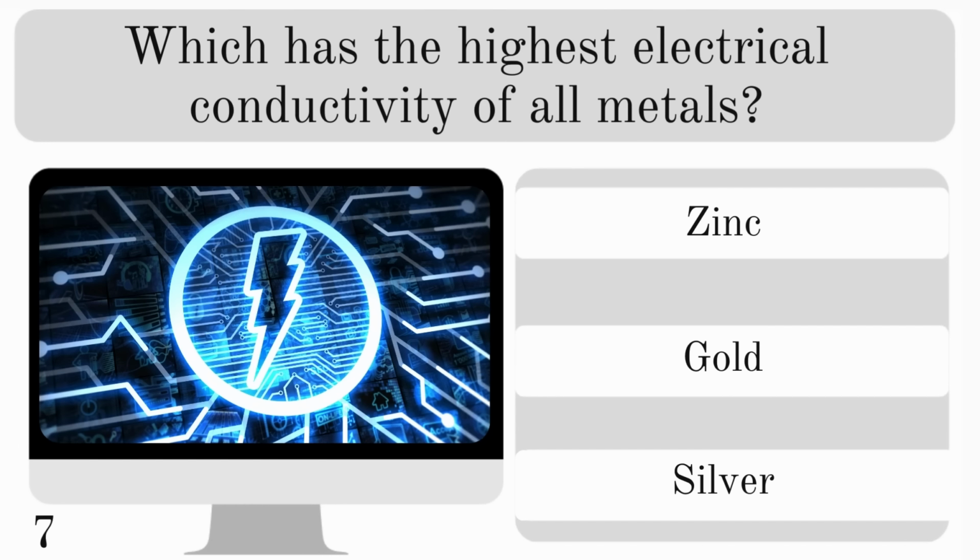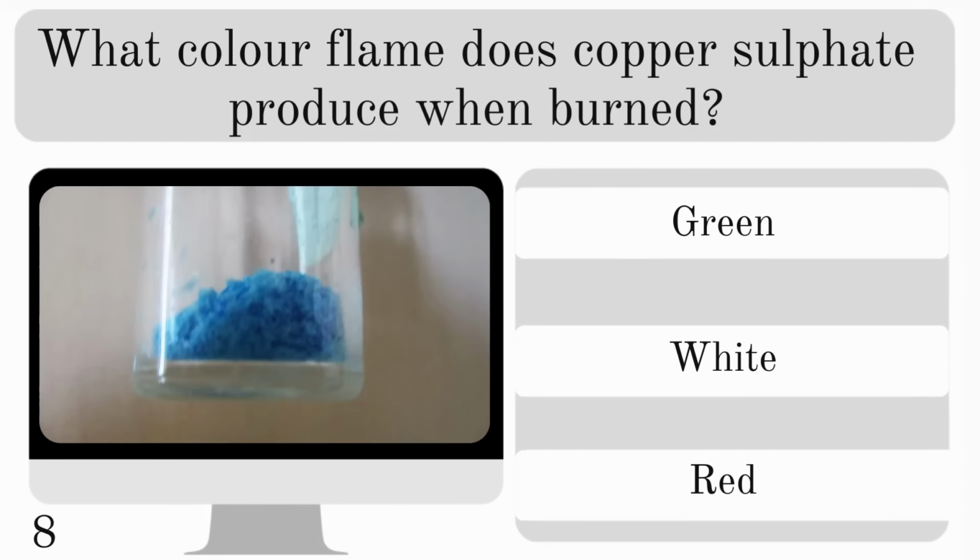Which has the highest electrical conductivity of all metals? Is that zinc, gold or silver? And the highest is silver. What colour flame does copper sulfate produce when burned? Is it green, white or red? The answer is green.